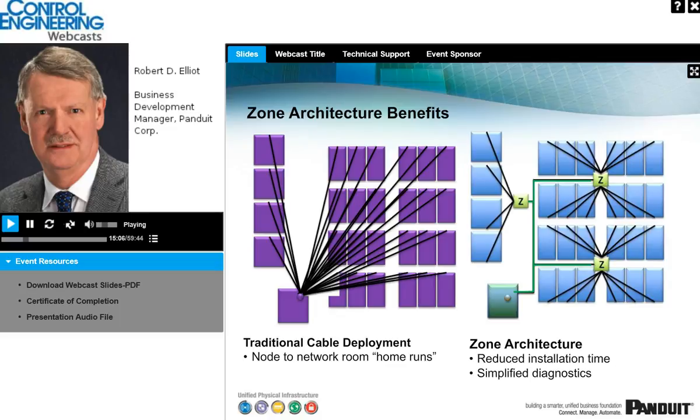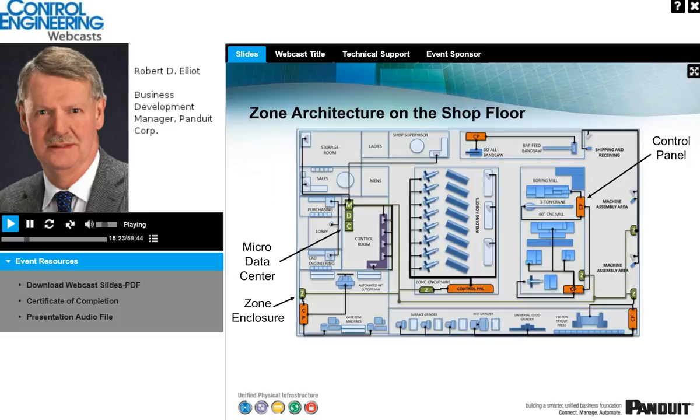So this does allow you to take into account future-proofing in an easier manner, for example, installing a high-performance fiber between that network room and the zone enclosure, and then copper cabling that can be upgraded at a later time.